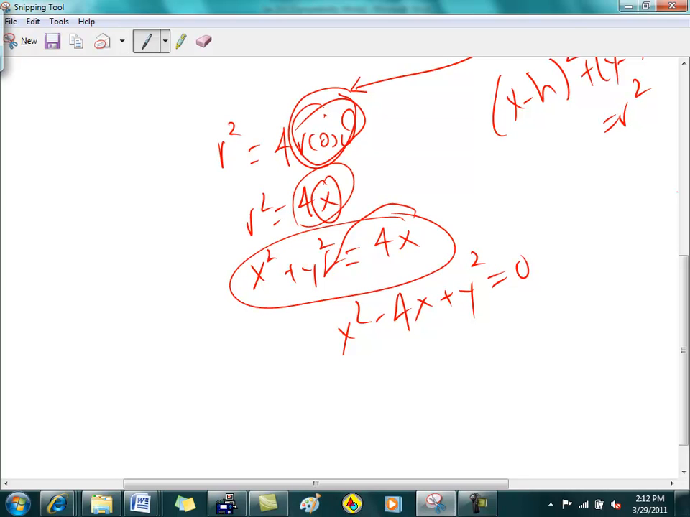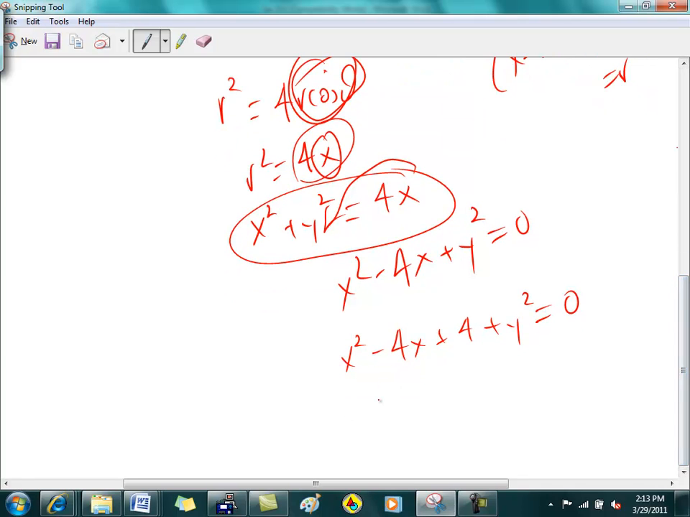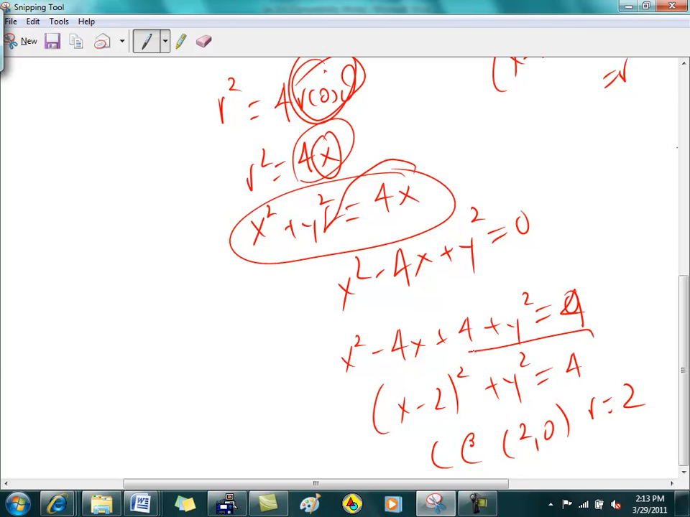Okay, next. I'm waiting for you. Thank you. Do it. Center, radius. This is standard form. That's standard form. Okay? And we have finished indeed.